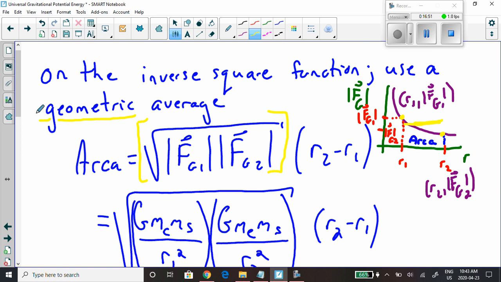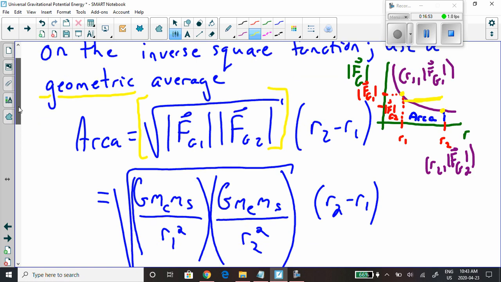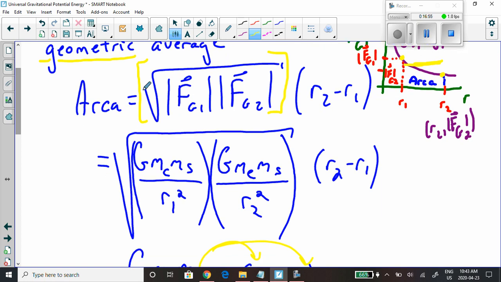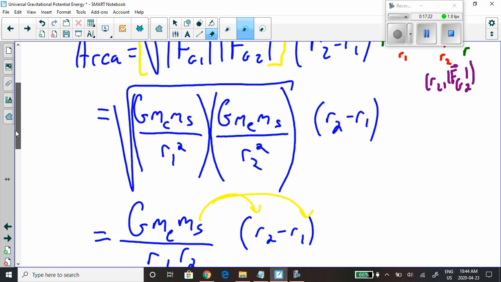There it is. So let's put in the expressions for the force of gravity. So this is what I've done right here. I've put in the expression for Fg1 magnitude: G, mass of the Earth, mass of the satellite, all over R1 squared. I put in this expression, Fg2: G, mass of the Earth, mass of this satellite, all over R2 squared. And this bracket, R2 minus R1, the base of this imaginary rectangle that we're finding the average of, remains the same. Let's continue with the mathematics.